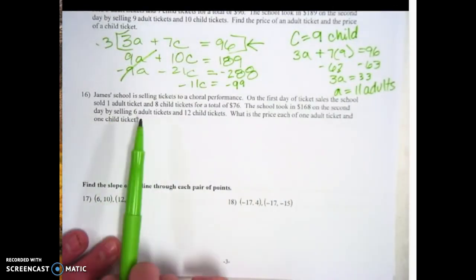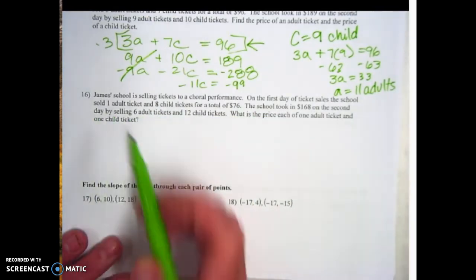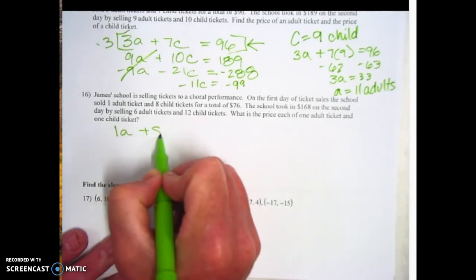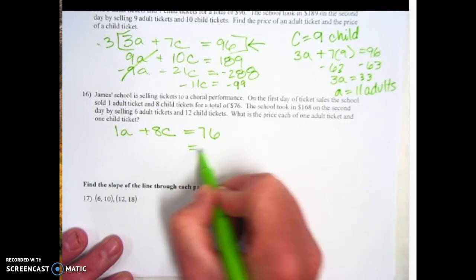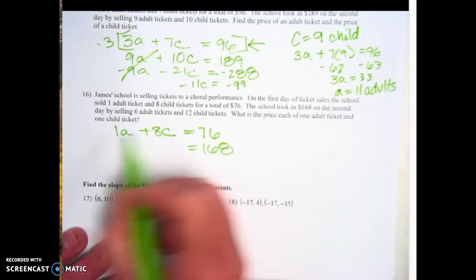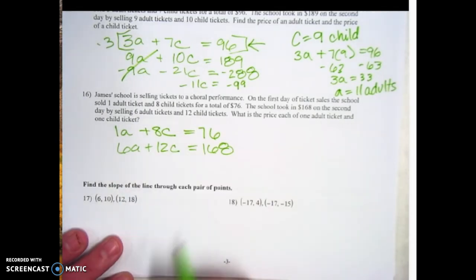Number 16, James School is selling tickets to a choral performance. On the first day of the ticket sales, the school sold 1 adult ticket and 8 child tickets for a total of 76. School took in 168 on the second day by selling 6 adult and 12 child tickets. What is the price of each?